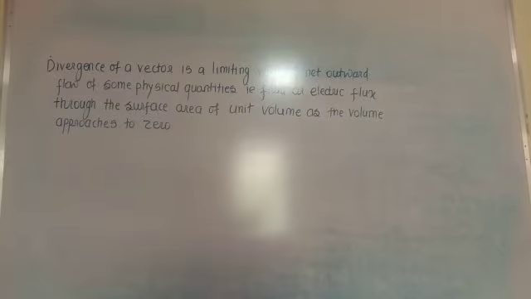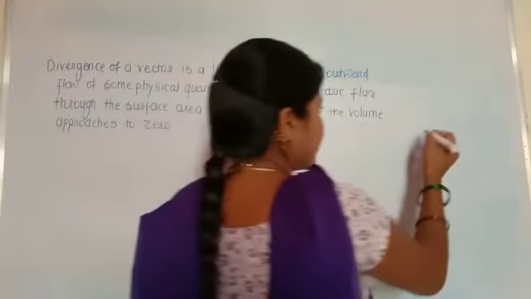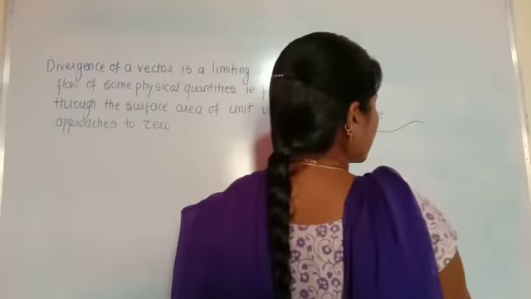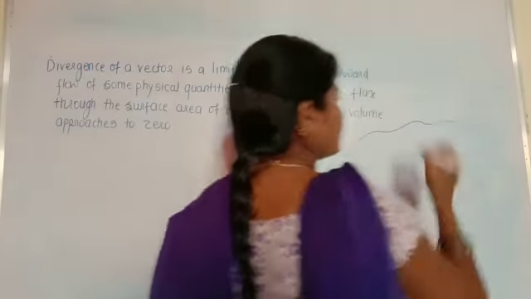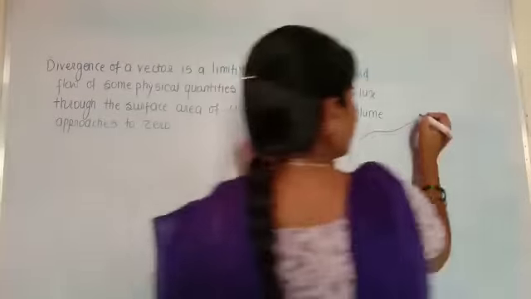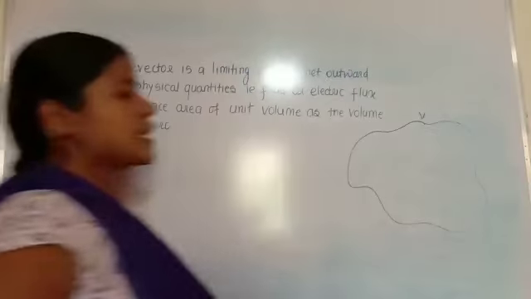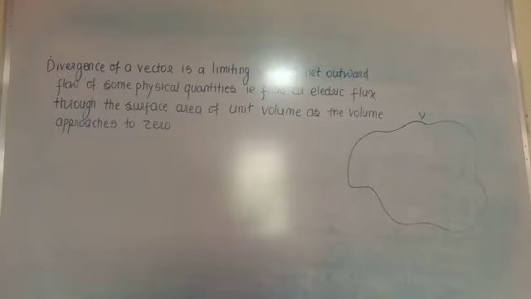So consider a closed volume V. Here we draw a diagram. So here we are considering a closed volume. Okay, volume V is the volume of this surface area, and S is the surface area.